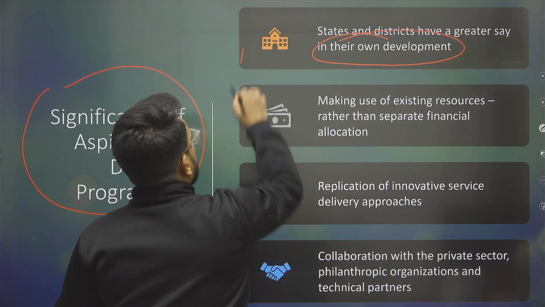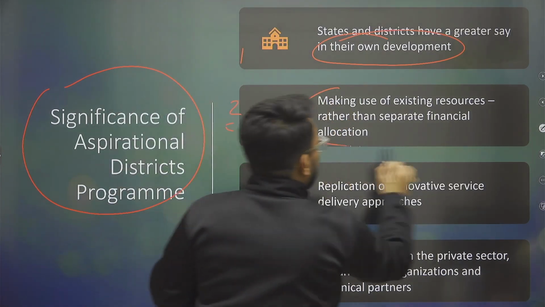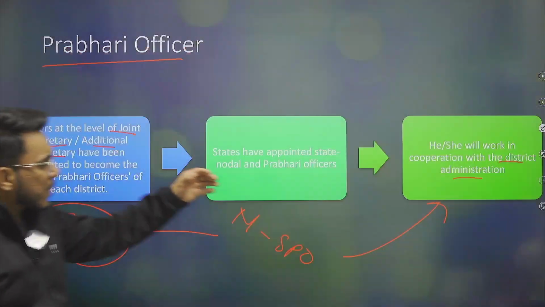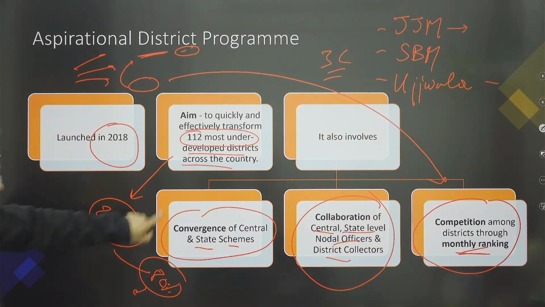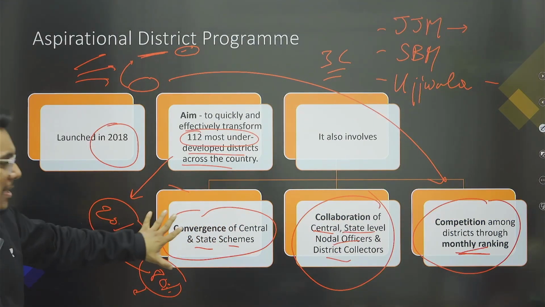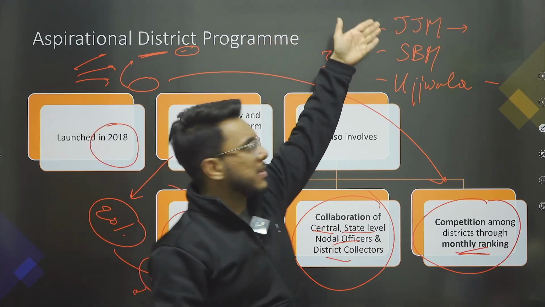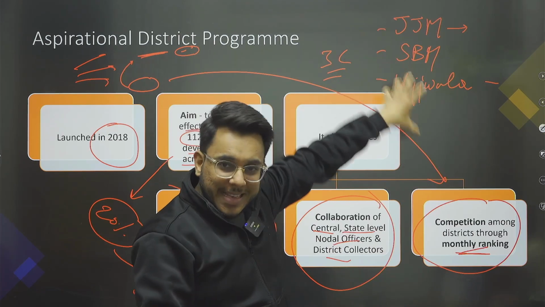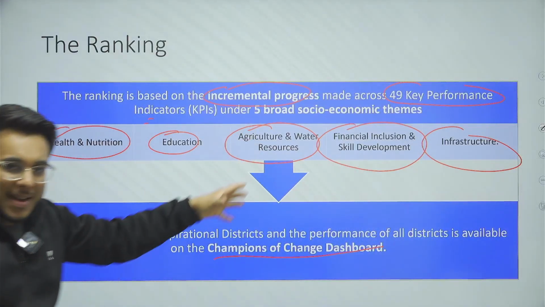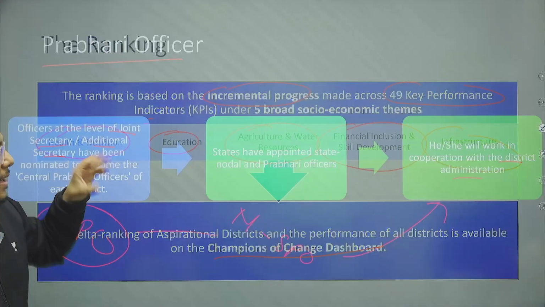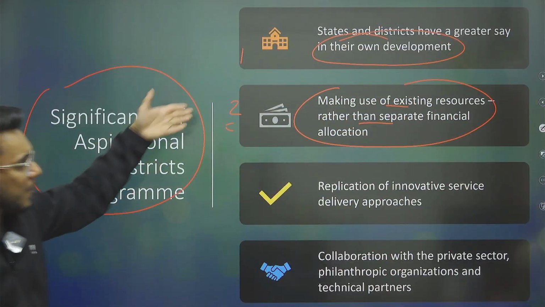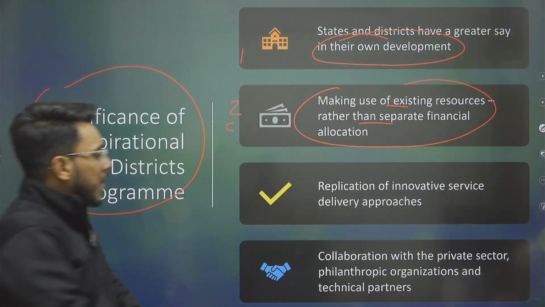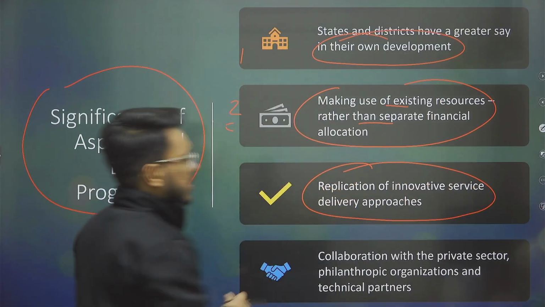crucial inputs. The second thing that comes here is that they try to use existing resources rather than separate financial allocation. So if you remember this point, we have seen that it focuses on convergence of central and state government schemes. I have given you examples of existing schemes, for example, Jal Jeevan Mission, Swachh Bharat Mission, Ujjwala program. These existing schemes will be used, they will be better oriented in a precise manner. So therefore, what is happening? Existing resources are being used, additional financial burden will not be there. Third, replication of innovative service delivery approaches.